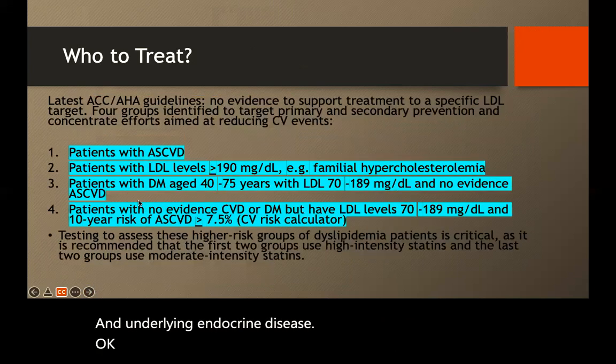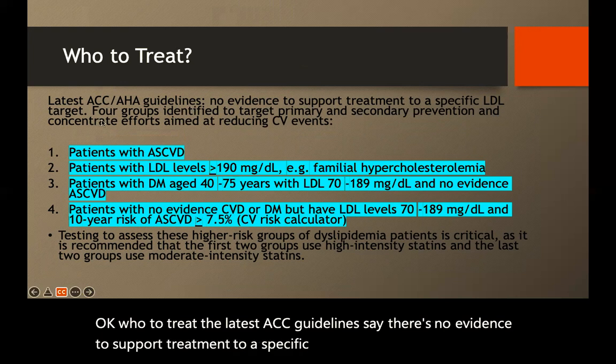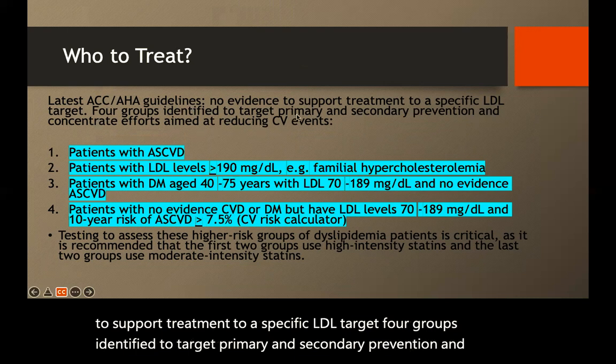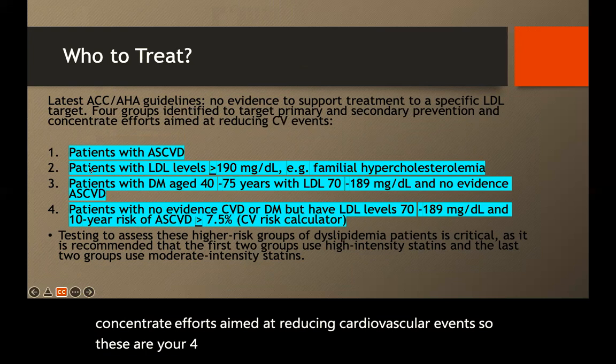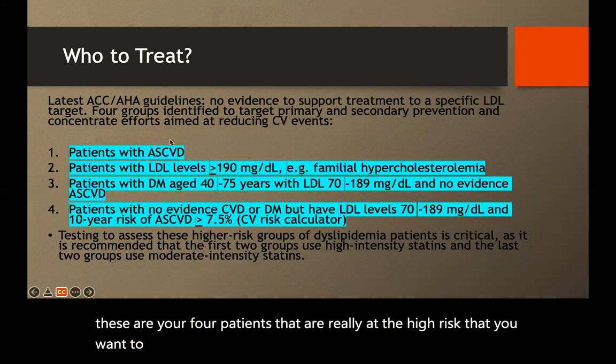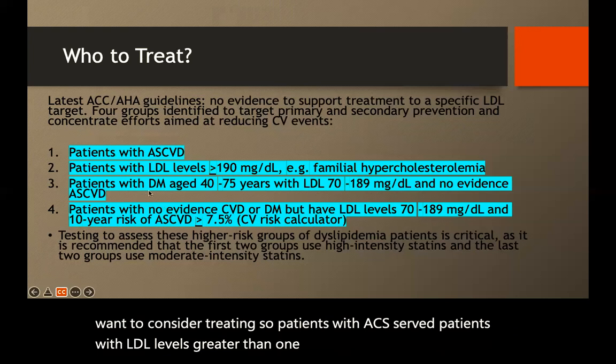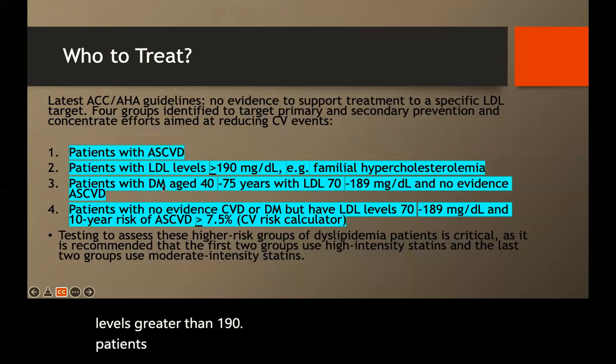Okay, who to treat? The latest ACC/AHA guidelines say there's no evidence to support treatment to a specific LDL target. Four groups are identified to target primary and secondary prevention and concentrate efforts aimed at reducing cardiovascular events. So these are your four patients that are really at high risk that you want to consider treating. So patients with ASCVD, patients with LDL levels greater than 190, patients with diabetes mellitus from 40 to 75 years old with an LDL of 70 to 189.